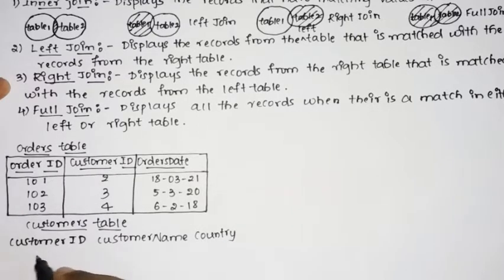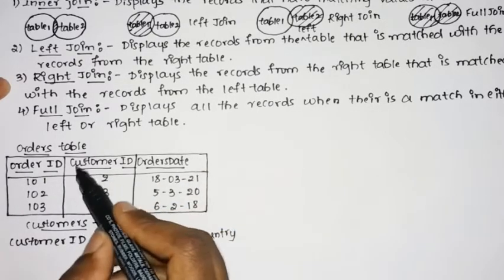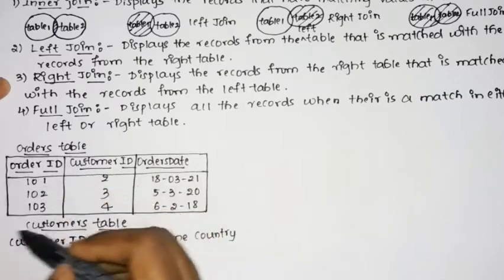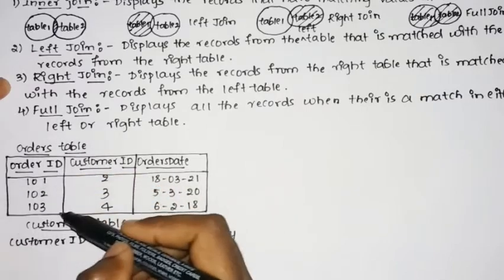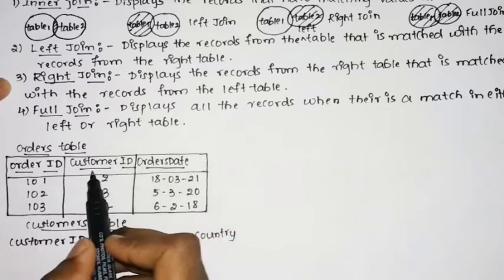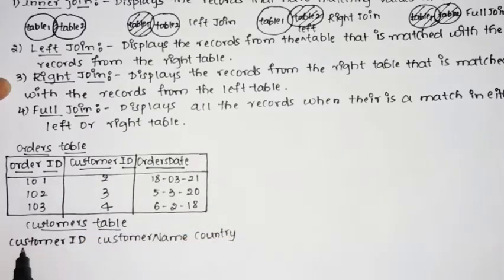See, if you want to perform a join, you need to consider 2 tables which have the same column. If both tables have the same column, then only you can perform joins. Here you can see we have customer ID, and here also we have customer ID. So we can perform the join on this.